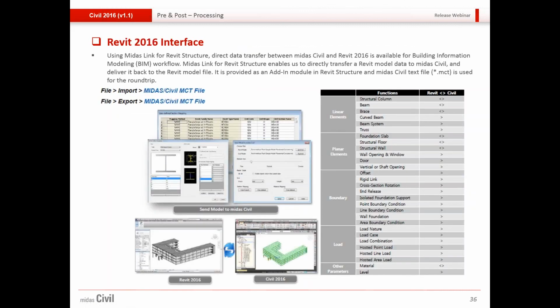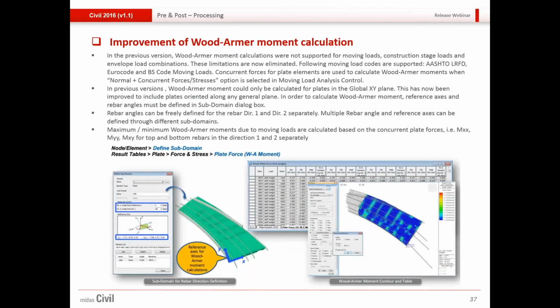The Revit 2016 interface has been introduced. A model could be imported from Revit using the MCT file, as well as exported. Similarly, there are improvements in wood armor movement. Earlier you had to mention the angle in the result table, whereas now the angle for the reinforcement for different domains could be mentioned in the pre-processing itself using the subdomain option.